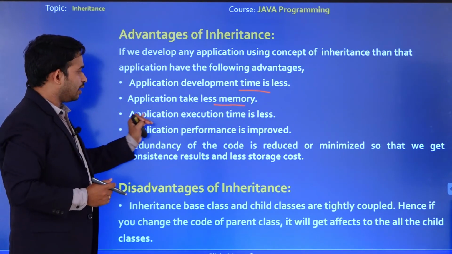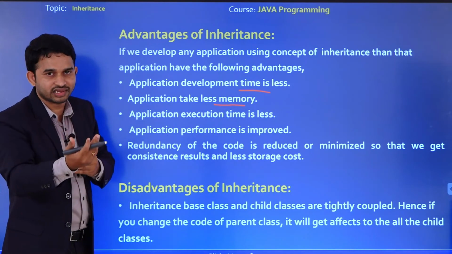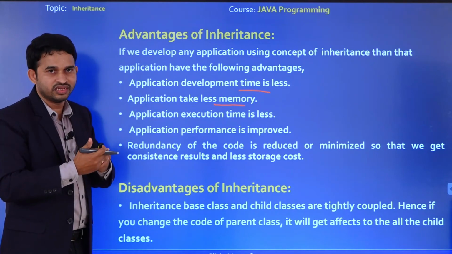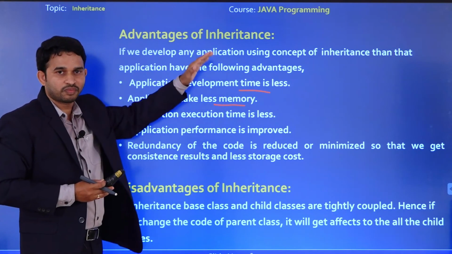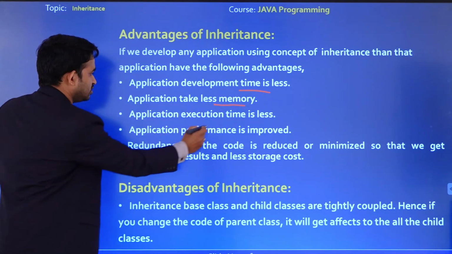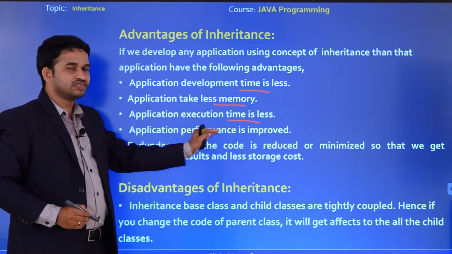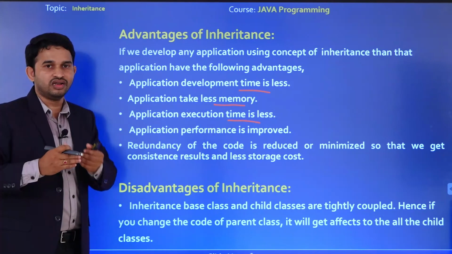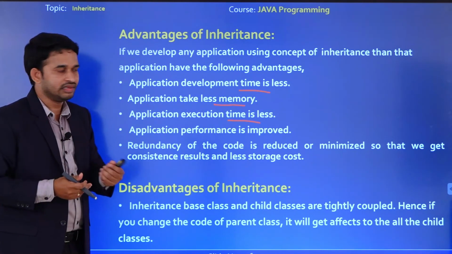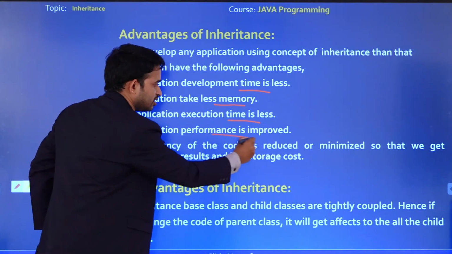What is the next one? Application execution time is less. What is the reason? When compared to a larger number of lines of code, we are reducing the number of lines of code. If the number of lines of code is less, the time taken to execute the application is also less. Next one, application performance is improved. What is the reason? With the help of the inheritance concept, if you are calling multiple methods again and again, it will solve the problem, right? So that is the reason application performance is improved.